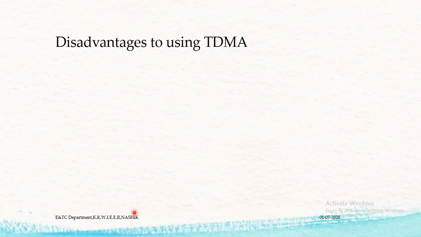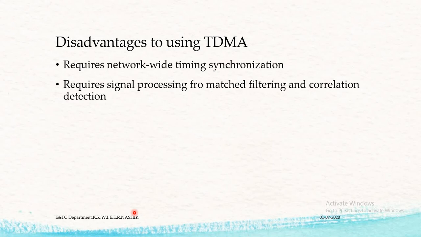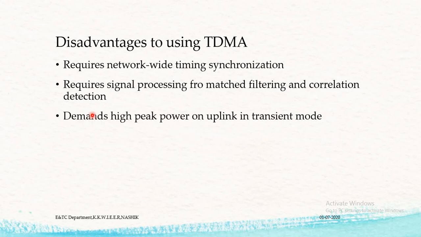The most cost efficient technology for upgrading a current analog system to digital. Disadvantages of using TDMA: requires network-wide timing synchronization, requires signal processing, matched filtering and correlation detection, demands high peak power on uplink in transmit mode. Uplink means where you are transferring a signal from a base station in an upward direction, that's an uplink, and multipath distortion. So these all are the disadvantages of using TDMA.